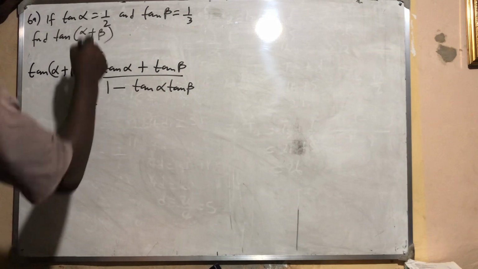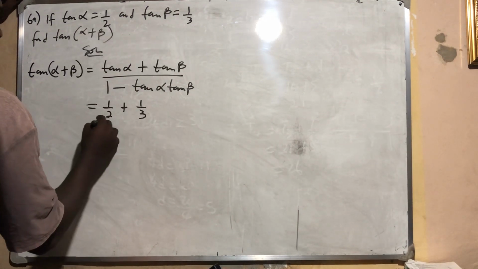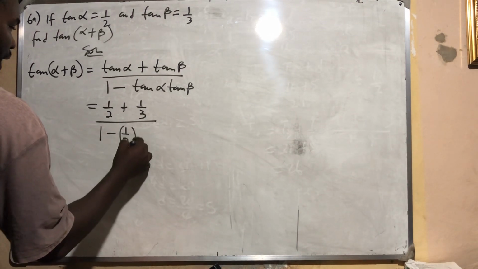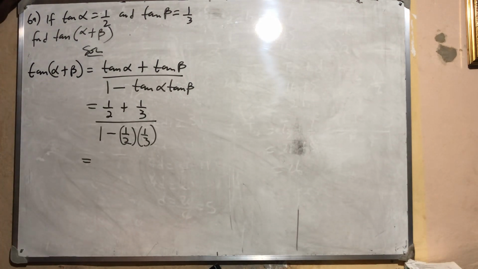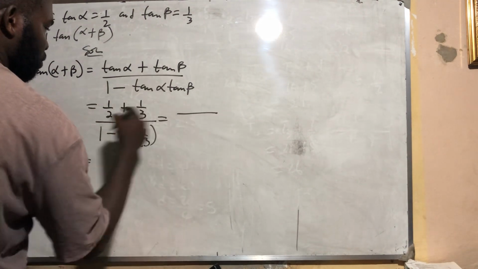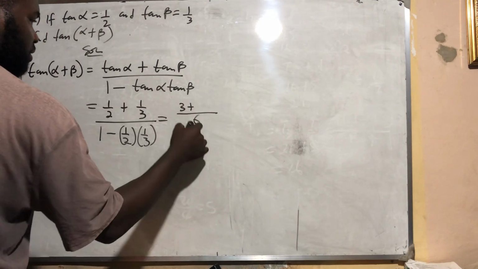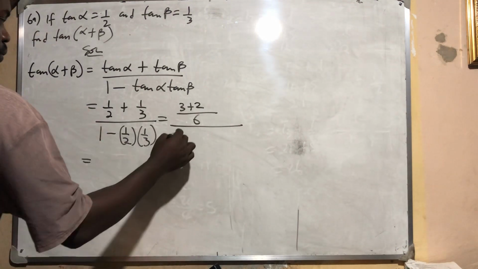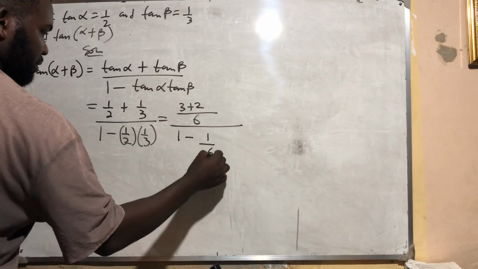So this one gave me 1 over 2. So 1 over 2 plus 1 over 3, all over 1 minus 1 over 2 times 1 over 3. If I solve the numerator, the LCM of the numerator is 6. 6 divided by this is 3, 3 times 1 is 3, plus 6 divided by this is 2, 2 times 1 is 2. Then divided by 1 minus 1 times this is 1 all over, this time this is 6.